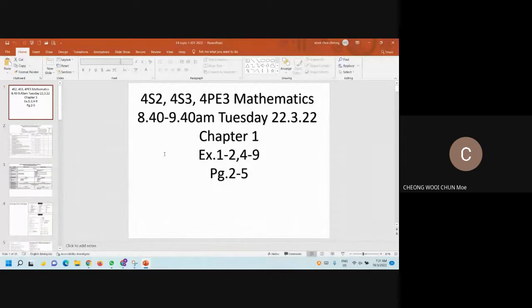Our classes. My mathematics classes will be 4 Science 2, 4 Science 3, and 4 PE3. On Tuesday, the 2nd of March, 8:40 until 9:40, 1 hour. So we are going to do chapter 1 following the textbook. So you need to do exercise 1 to 2, then 4 to 9, page 2 to 5.